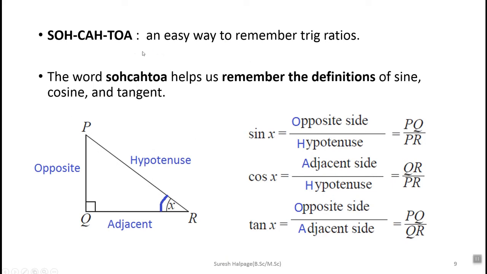SOHCAHTOA, an easy way to remember trigonometric ratios. The word SOHCAHTOA helps us to remember the definitions of sine, cosine and tangent. Sin x, opposite divided by hypotenuse; cos x, adjacent divided by hypotenuse; tan x, opposite divided by adjacent.